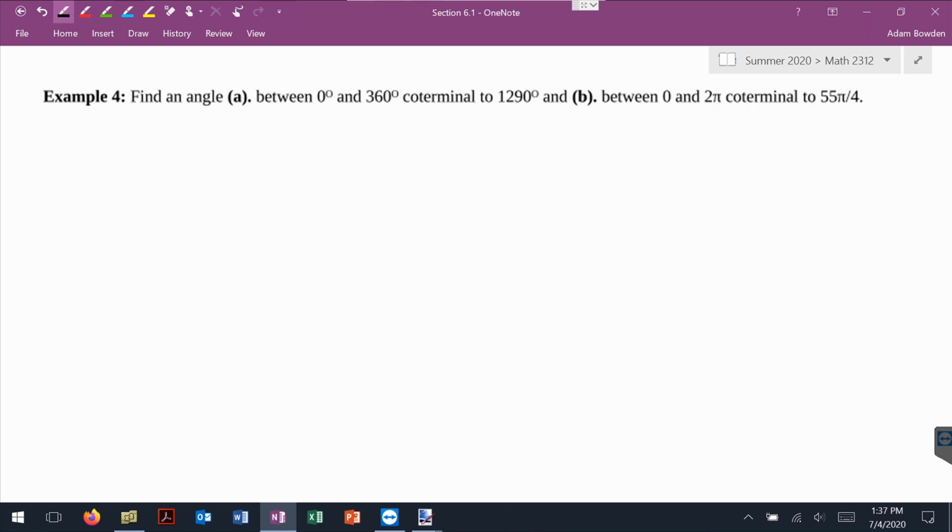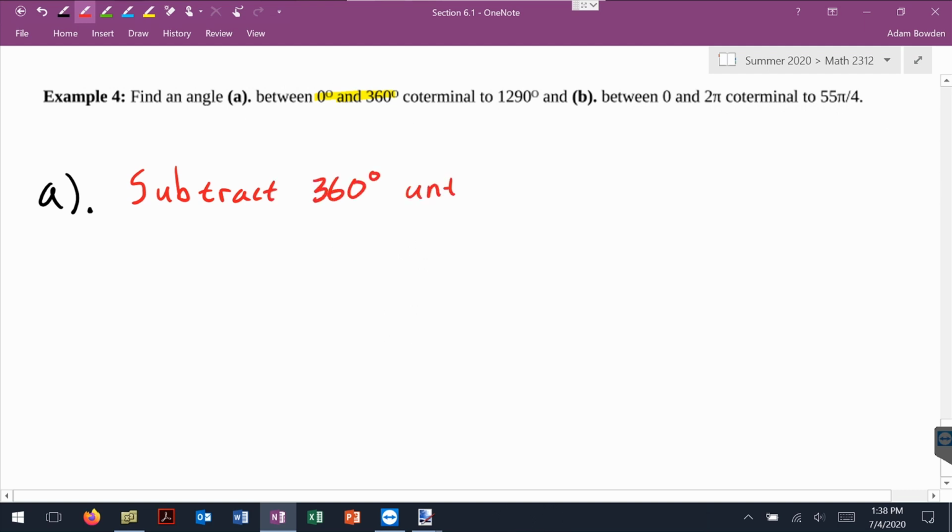Now, for example 4, what we're going to do is find an angle between 0 and 360 coterminal to 1290, or another angle between 0 and 2 pi coterminal to 55 pi over 4. All right, so how are we going to take 1290 and break it down to something that's just between 0 and 360? Well, in this case, I'm going to subtract 360 until it's an angle between 0 degrees and 360 degrees.